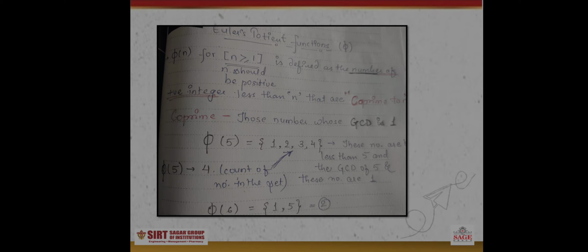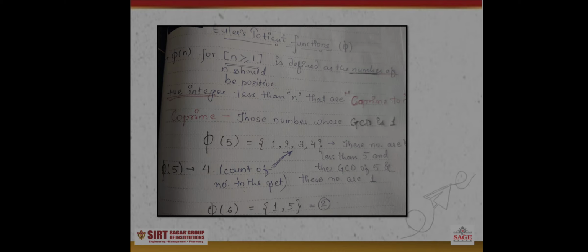If we have two numbers and their GCD is 1, then those two numbers are known as co-prime. Suppose we take an example of 5. If we calculate the totient function for 5, first of all, here n is 5, then obviously it is a positive number, so no issue.